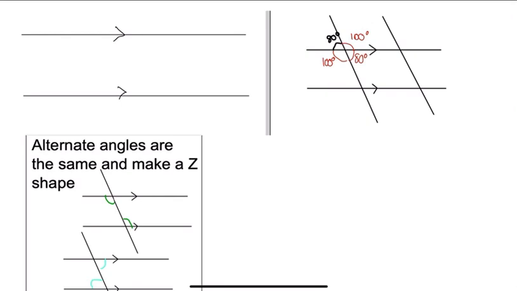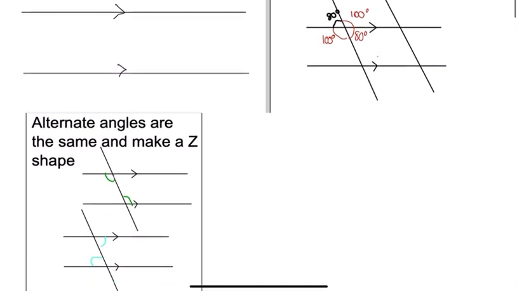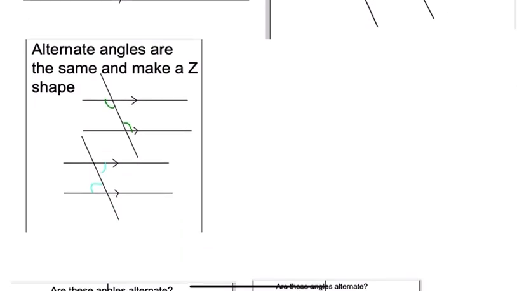However, what we're going to start looking at today is how we can actually find angles that are here as well. So looking at finding different angles that aren't just all around one point. The first rule we're going to be looking at today is alternate angles. Now, alternate angles are the same and they make a Z shape.